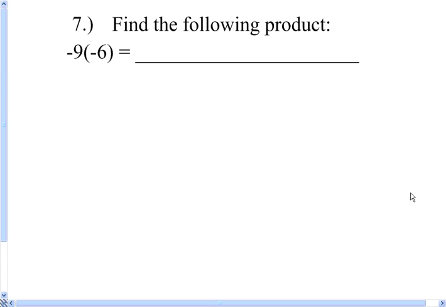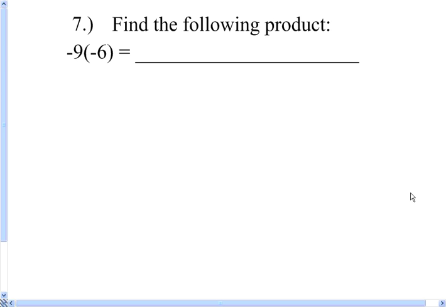This is the homework quiz for week number 12, and we're looking at question number 7, which asks us to find the following product. -9 times -6 equals blank. You probably studied integers, positive and negative numbers, in earlier grades, in 4th or 5th grade. And you may have heard that a negative number times a negative number equals a positive number.